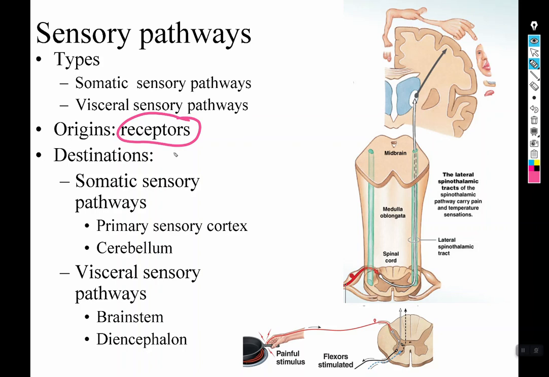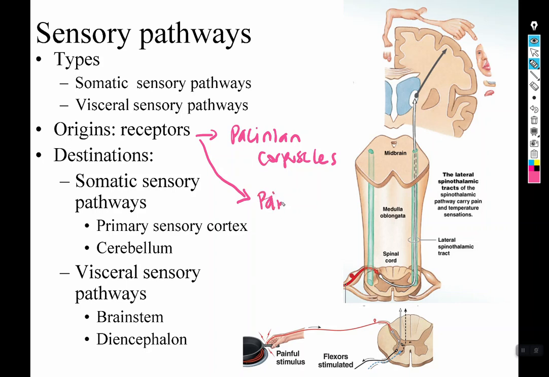The receptors are all over the place. These can be things like Pacinian corpuscles, which you might remember from chapter 5. They can be things like pain receptors, which are called nociceptors, by the way, or pressure receptors or sensations from Merkel cells, all kinds of stuff in the somatic sensory area. And this includes proprioceptors as well.